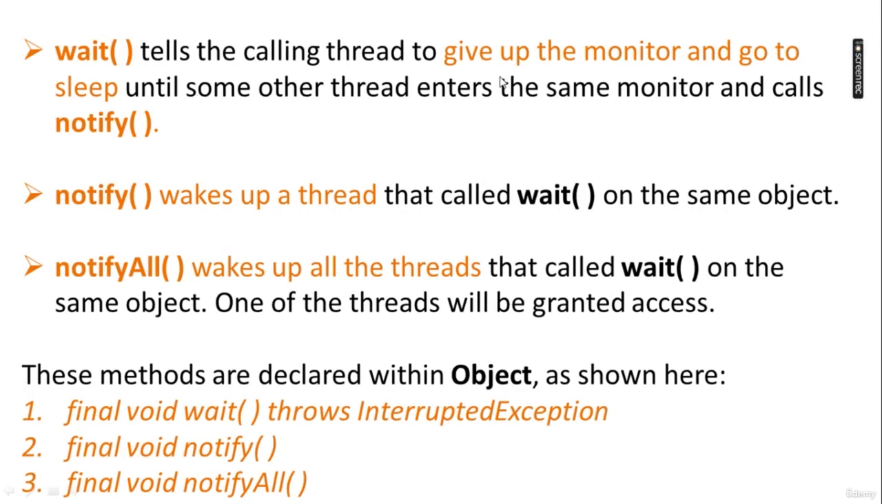Wait tells the calling thread to give up the monitor and go to sleep until some other thread enters the same monitor and calls notify. Notify wakes up a thread that called wait on the same object. NotifyAll wakes up all the threads that called wait on the same object. One of the threads will be granted access at one time. These methods are declared within Object as shown here: final void wait() throws InterruptedException, final void notify(), and final void notifyAll().